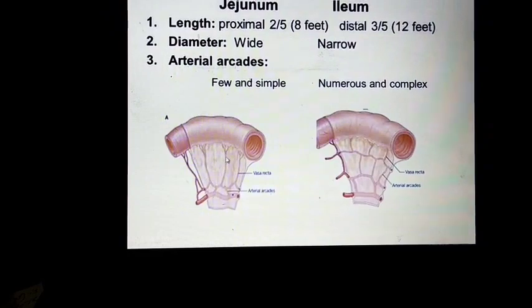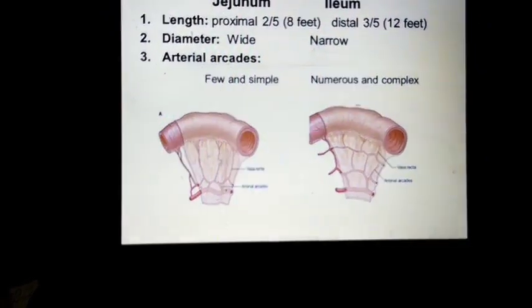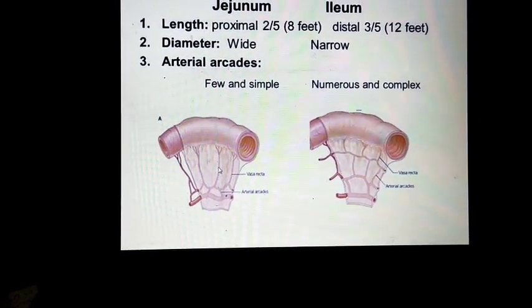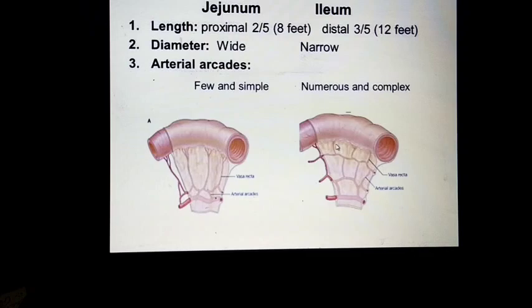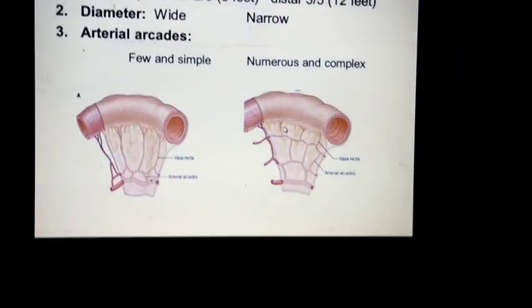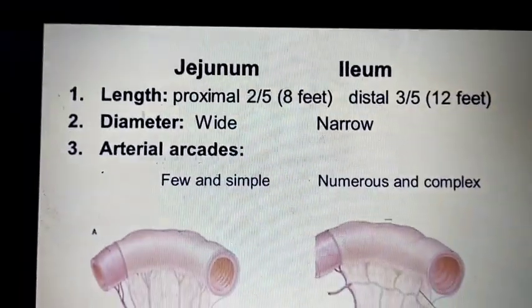And these are the vasa recta, long elongated arteries supplying blood to the jejunum. These are long terminal branches, and they are called the vasa recta. They are fewer in the ileum. We can go to the next slide.